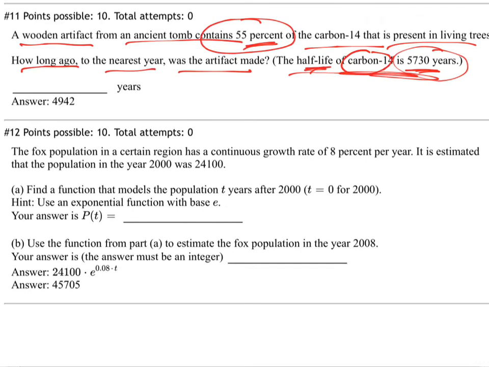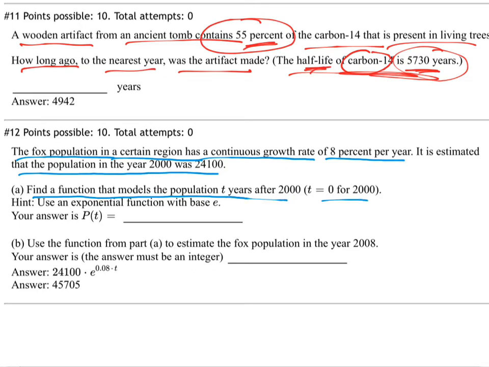So number 12, the fox population. The fox population in a certain region has a continuous growth rate of 8% per year. It is estimated that the population in the year 2000 was 24,100. Find a function that models the population t years after 2000. Hint, use an exponential function with base e. Yeah, that's a really important hint.